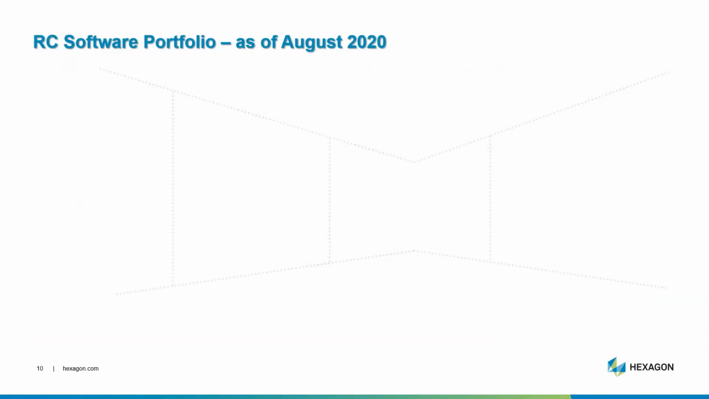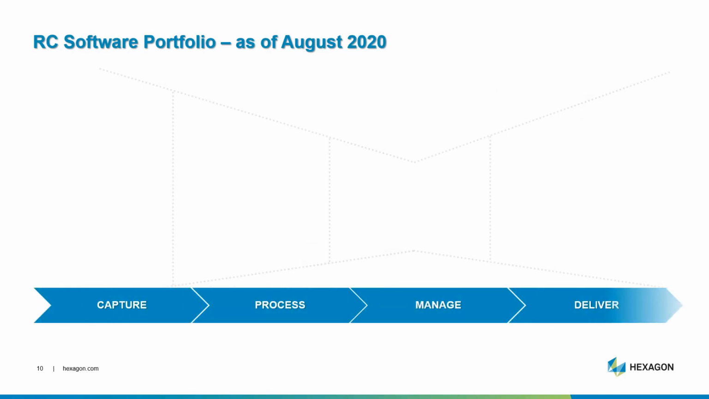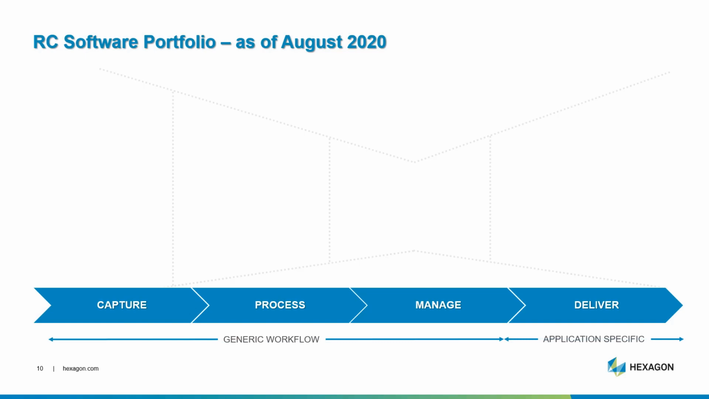But just where we are now in terms of the reality capture software portfolio as of August 2020, we have this capture, process, manage, deliver again. These first three stages are what I consider the generic workflow, the Leica Geosystems workflow. And then we have the delivery stage, and that could be potentially application specific. So we'll look at that now in terms of the icons. Here are all our sensors on the left. It could be UAV, handheld mobile mapping, or the RTC.